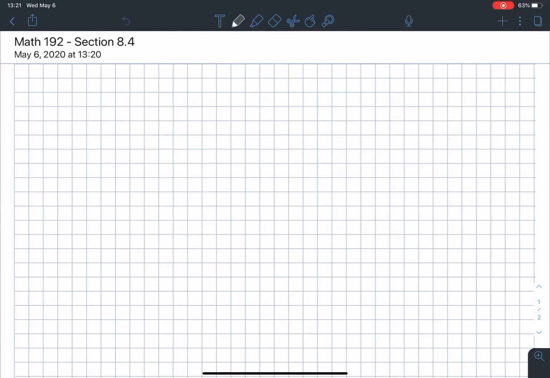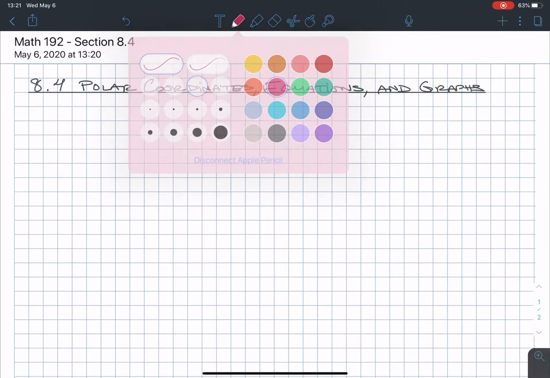Okay, so welcome to section 8.4, which is polar coordinates. Polar coordinates, equations, and graphs. Okay, so let's recall.